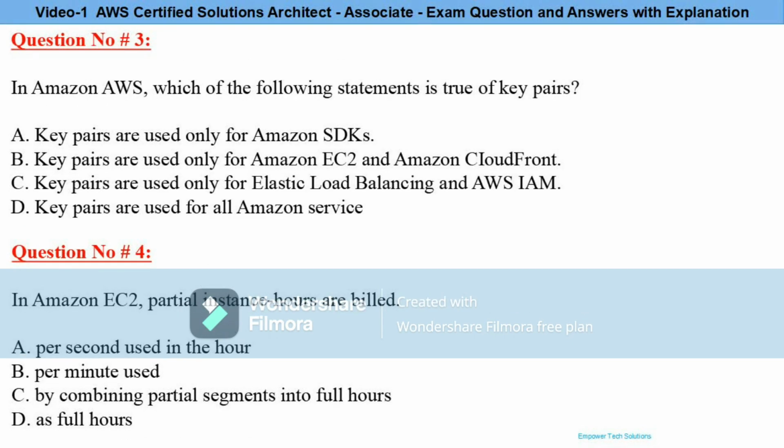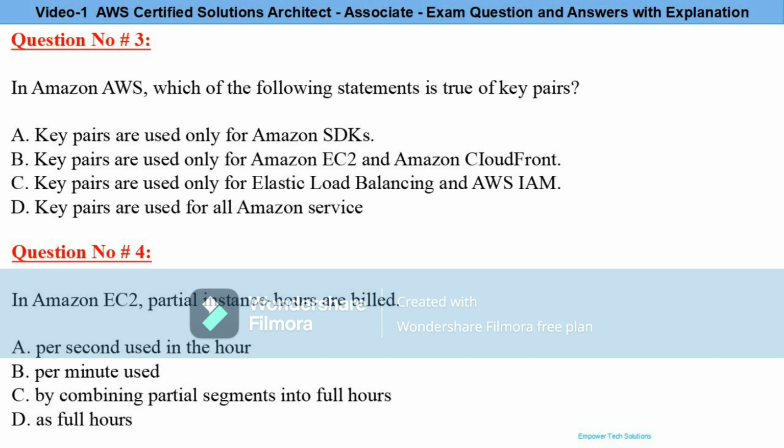In Amazon AWS, which of the following statements is true of key pairs? The answers: key pairs are used only for Amazon SDKs; key pairs are used only for Amazon EC2 and Amazon CloudFront; key pairs are used only for Elastic Load Balancing and AWS IAM; key pairs are used for all Amazon services.